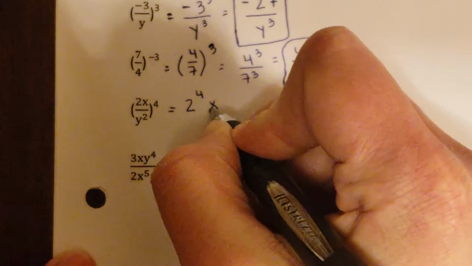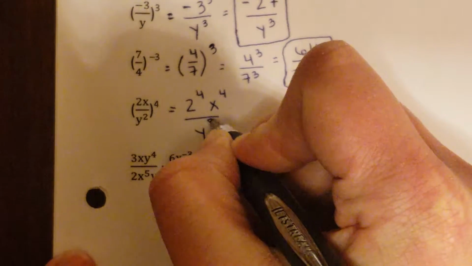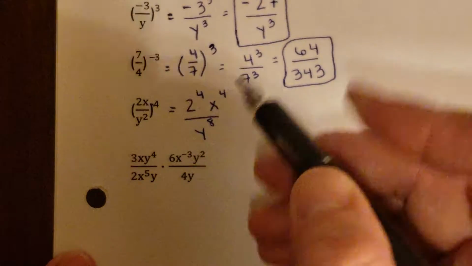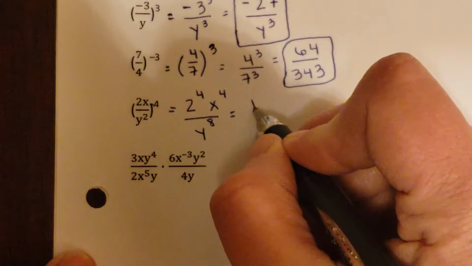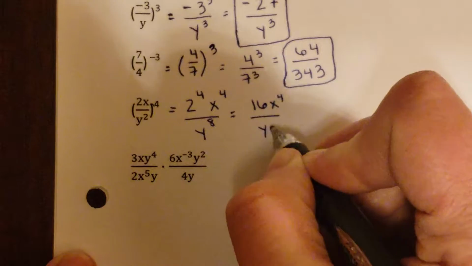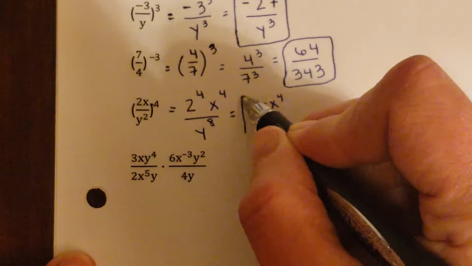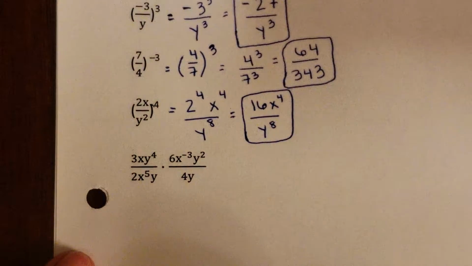To the 4th, x to the 4th, y to the 8th, because it's parentheses, so we multiply. 4 times 2 is 8. 2 to the 4th is 16, x to the 4th, y to the 8th, and that's as far as we can go. That one is done.